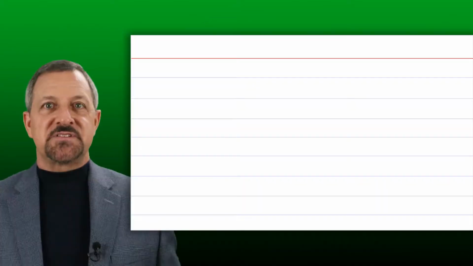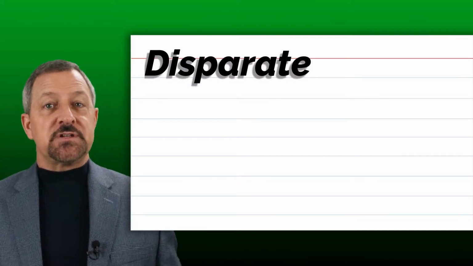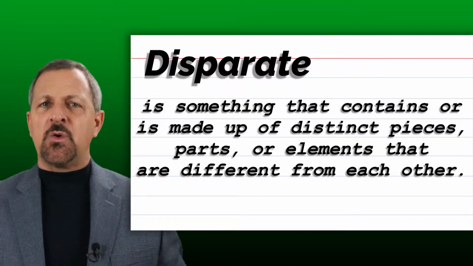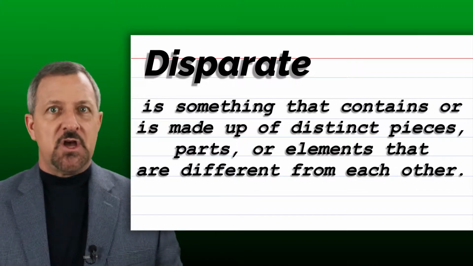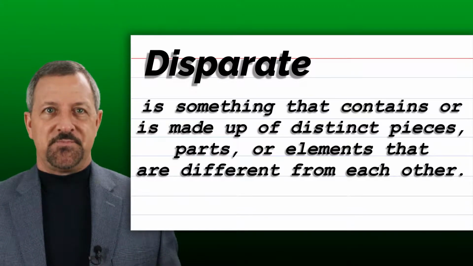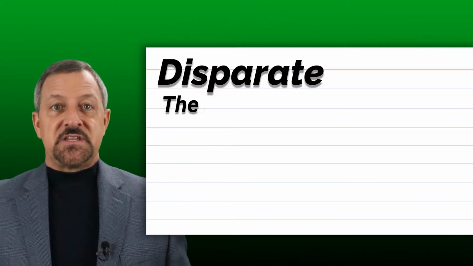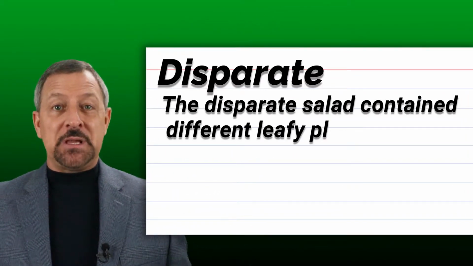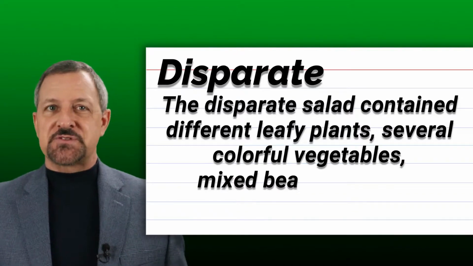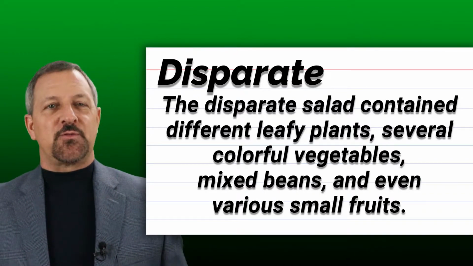The fourth word is disparate. A basic definition of disparate is something that contains or is made up of distinct pieces, parts, or elements that are different from each other. When disparate is used in a sentence, it sounds and looks like this. The disparate salad contained different leafy plants, several colorful vegetables, mixed beans, and even various small fruits.